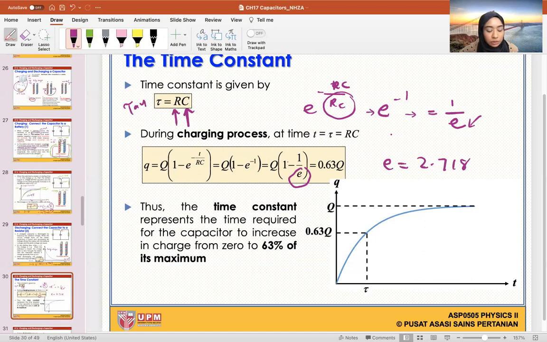Then the capacitor tells you, the charge at time RC, or 3 seconds, is equal to 0.63 of the maximum charge that I can have. Sometimes they tell you the maximum charge, sometimes they don't. When they don't give you the value of Q, you just say 0.63 Q, which is 0.63 of the maximum value of charge that I can take. That is what it means.